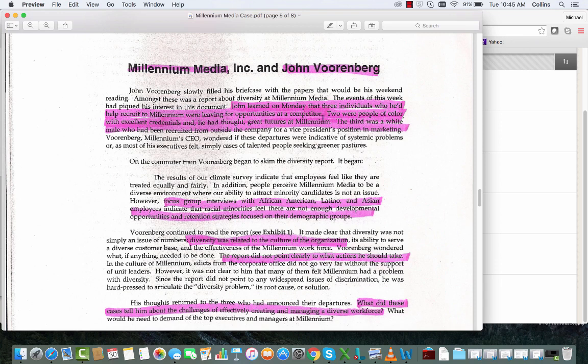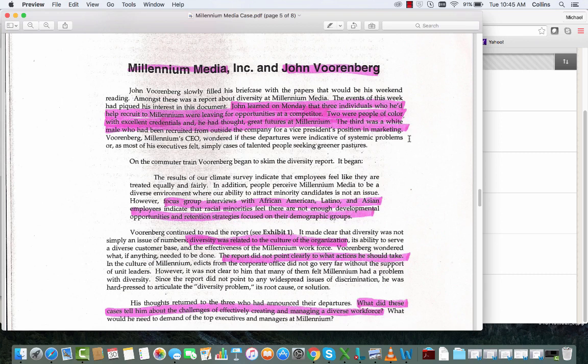And usually it's best to pay particular attention to the first and the last paragraphs of the case, because that's where you're going to find all the essential information. And you notice here, I've highlighted this part. John learned on Monday that 3 individuals who he'd helped to recruit to Millennium were leaving for opportunities at a competitor. 2 were people of color with excellent credentials, and he thought great futures at Millennium. The third was a white male who'd been recruited from outside the company for a vice president's position in marketing.